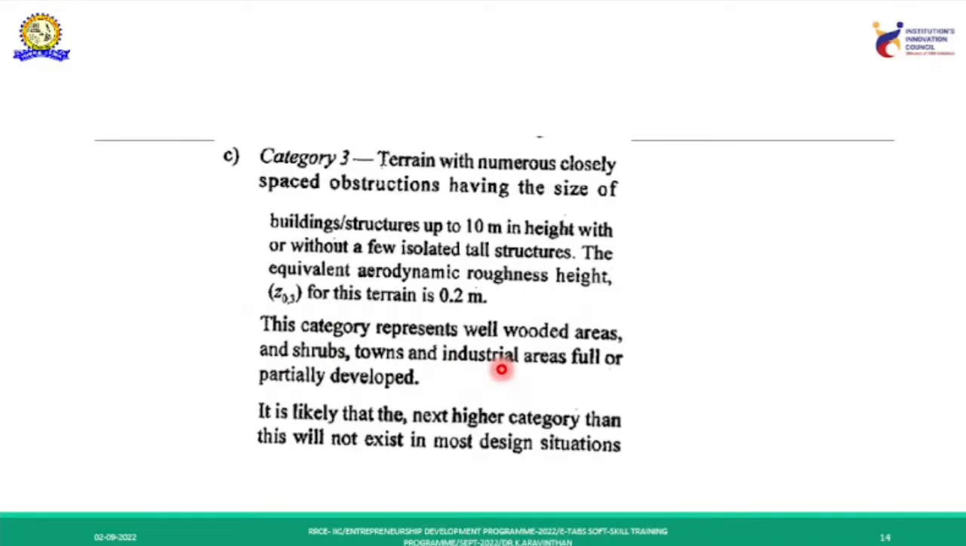Okay. Now category 3 is terrain with numerous closely spaced obstructions having a size of up to 10 meter. These areas cover wooded areas, shrubs, towns, and industrial areas where you are situated in towns. If you are in a dense forest, it is shrubs. And industrial areas are partially developed areas. So industrial developed areas will not be inside the town, they will be on the borderline of the town. All the industries will be planned in the outskirts of the town, not inside the town. So these areas are taken as category 3.